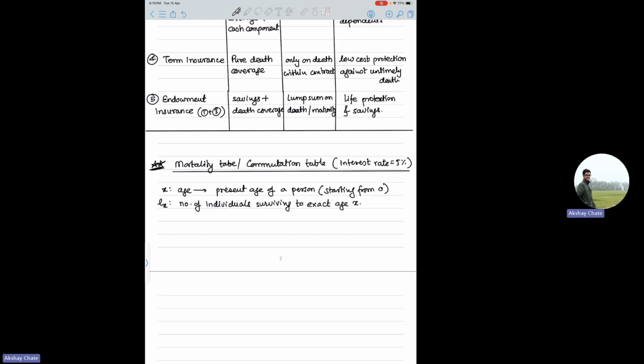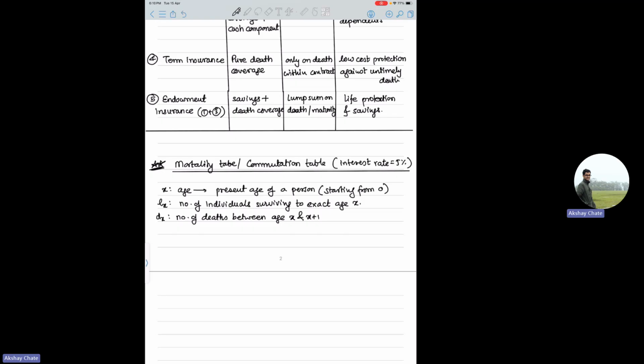Okay, so therefore the first row of this table gives you very important insight, something called the infant mortality rate. And then after Lx we have something called Dx. So Dx means the number of deaths between age x and x plus 1. How many people died between age x and x plus 1.